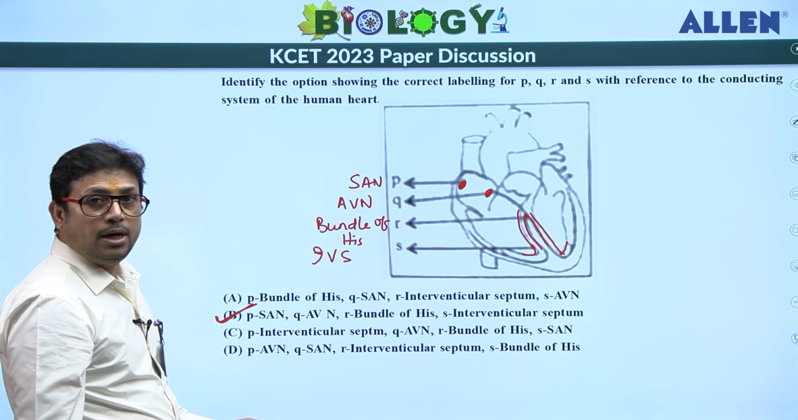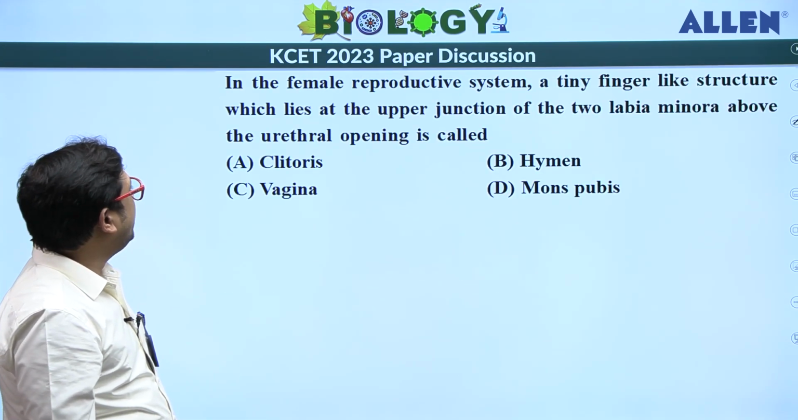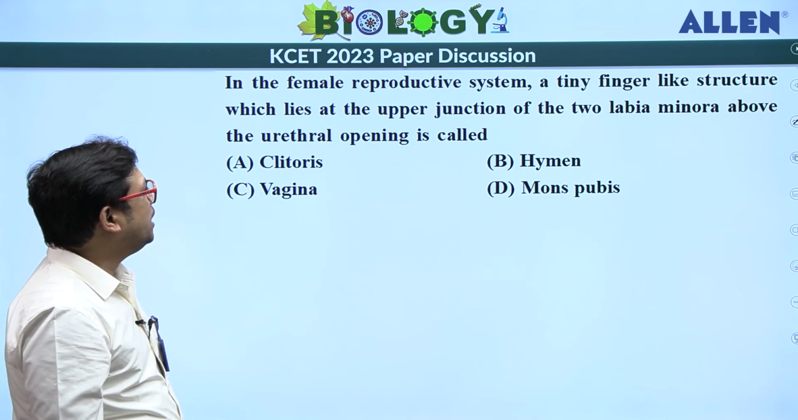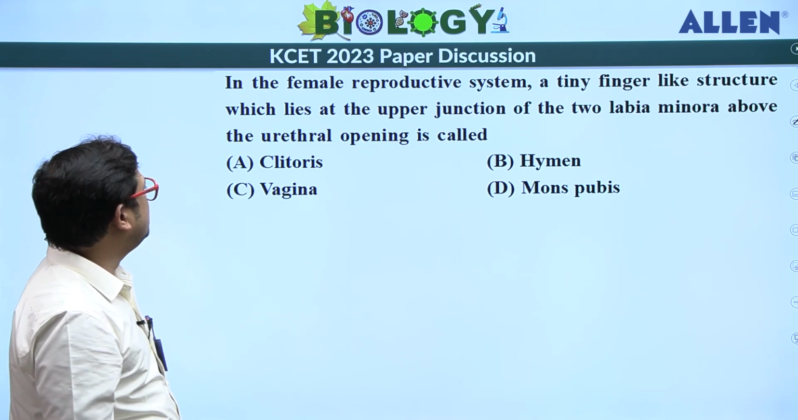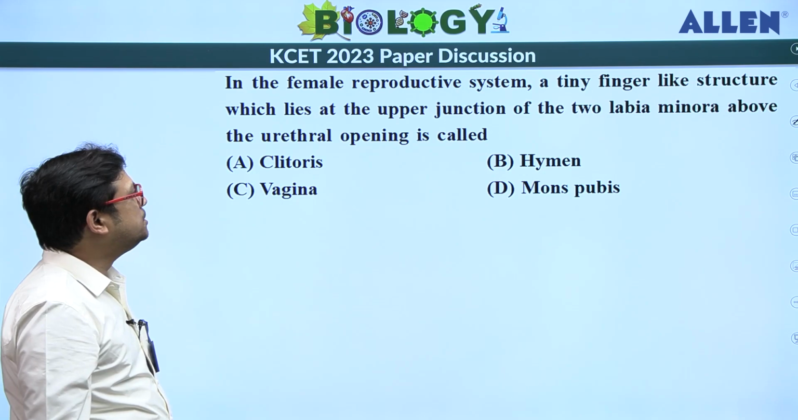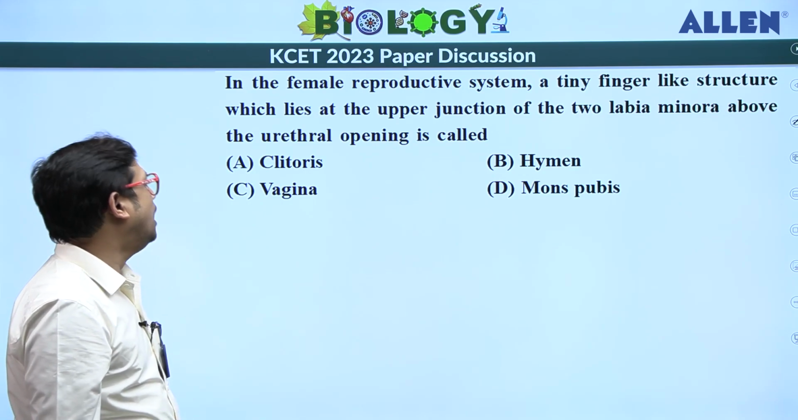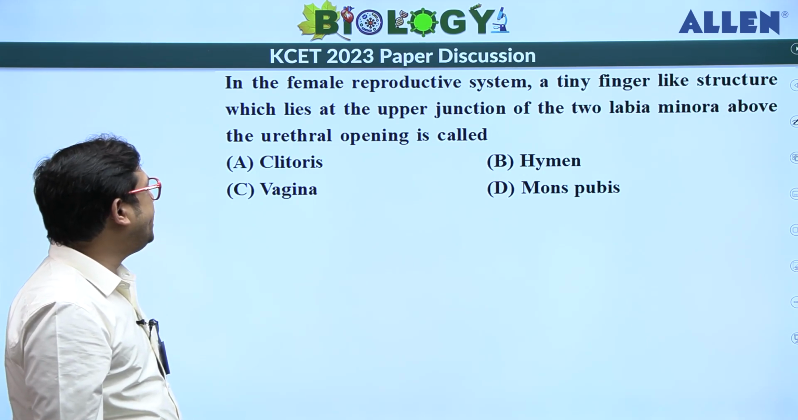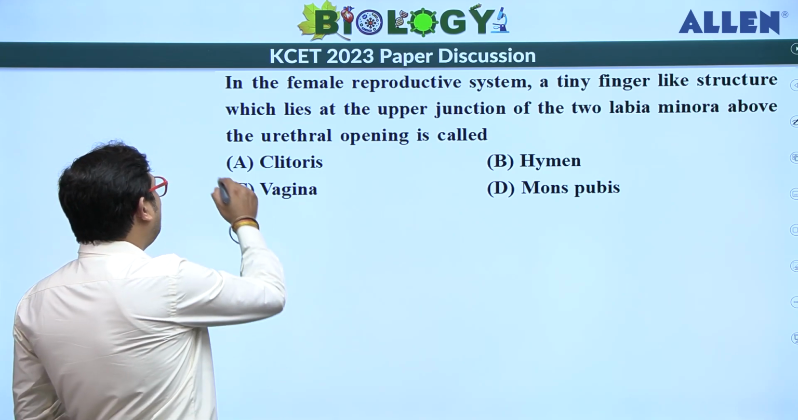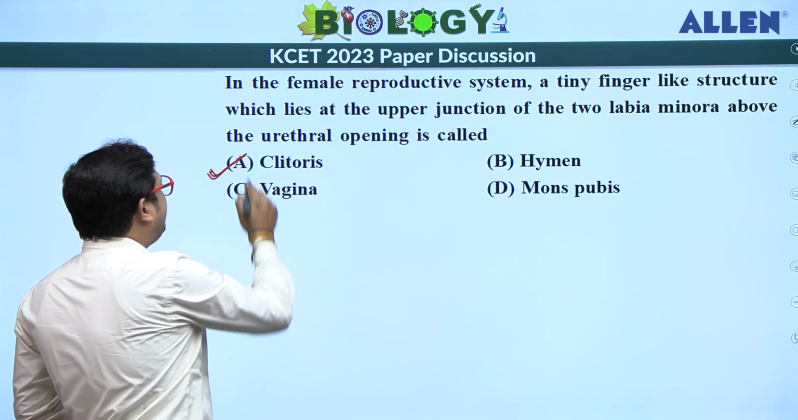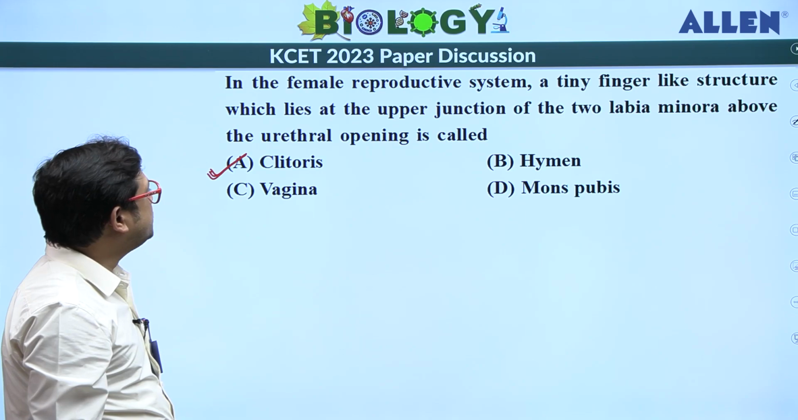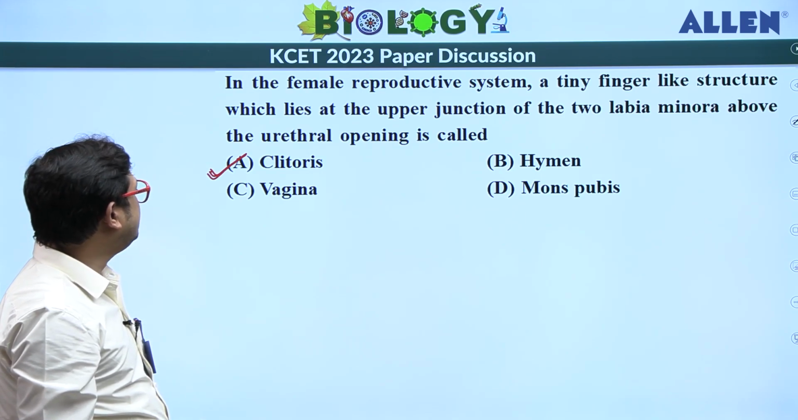Next, in the female reproductive system, a tiny finger-like structure which lies at the upper junction of the two labia minora above the urethral opening is called what? Clitoris. It is analogous to the penis of male. Answer is A.